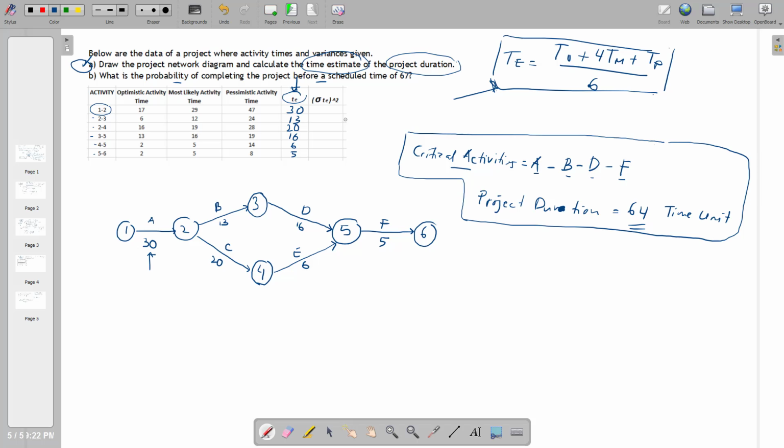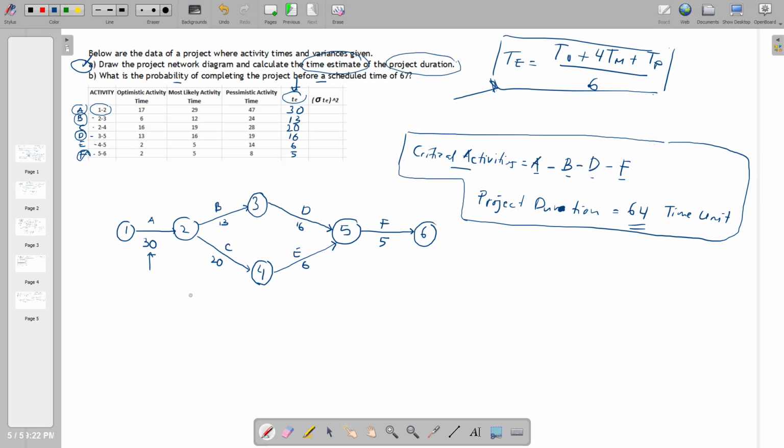Now again, let's label it first: A, B, C, D, E, F. Pay attention that our critical path is actually only A, B, D, and F, correct? So only 4 of them.